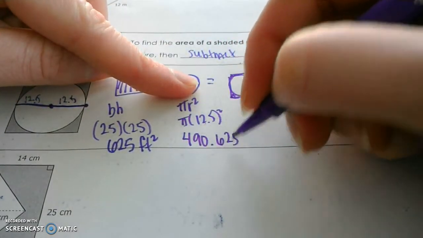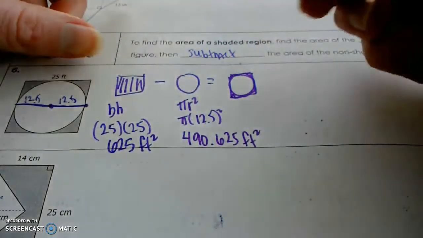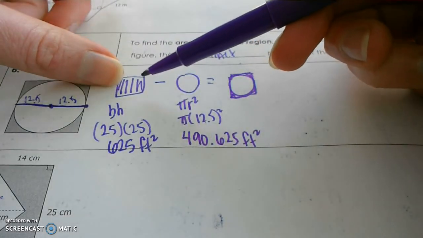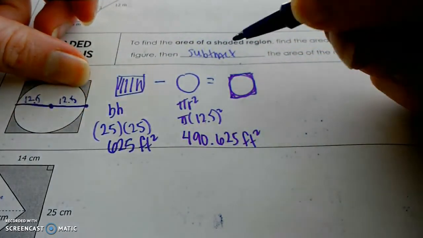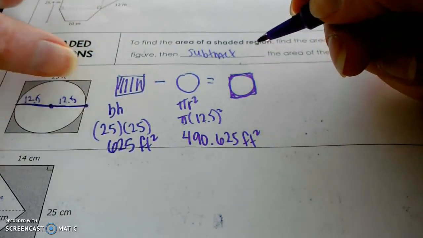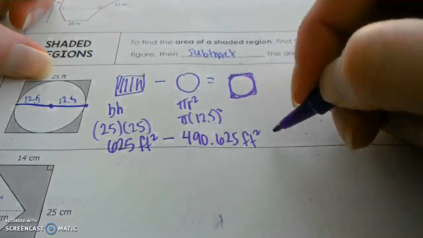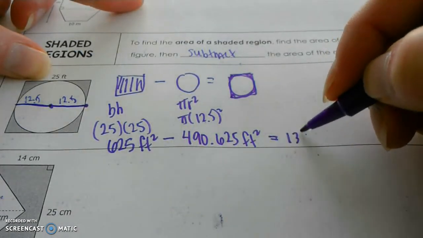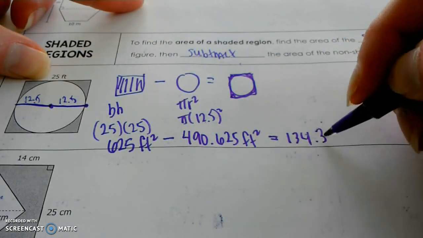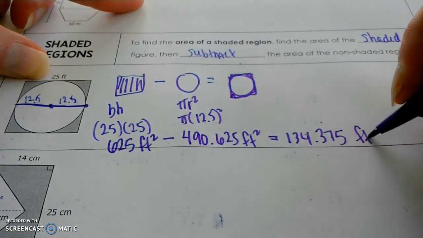490.625 feet squared. Now, you're taking the whole shaded region, take away the circle, the unshaded, to find what is actually shaded in our figure. So I'm going to subtract those two numbers, and what you get is 134.375 feet squared.